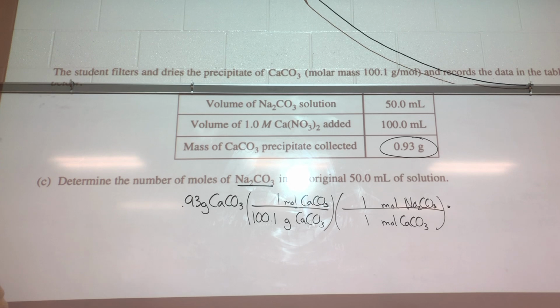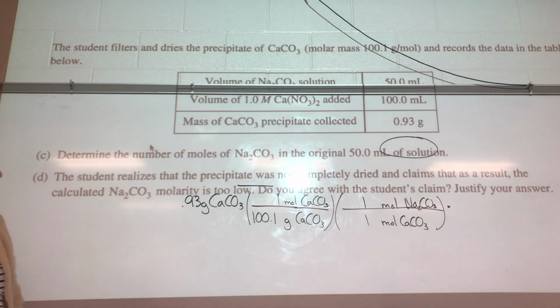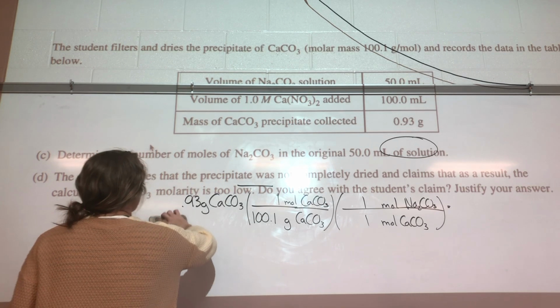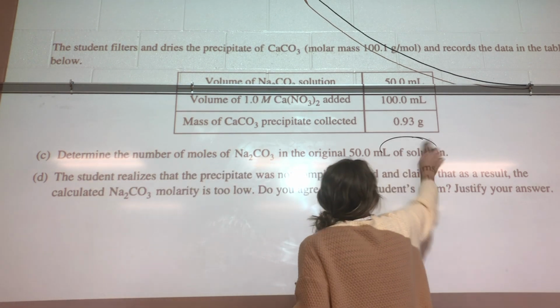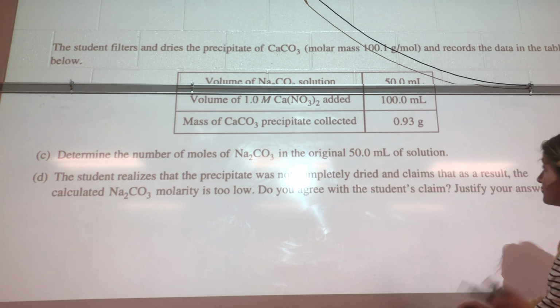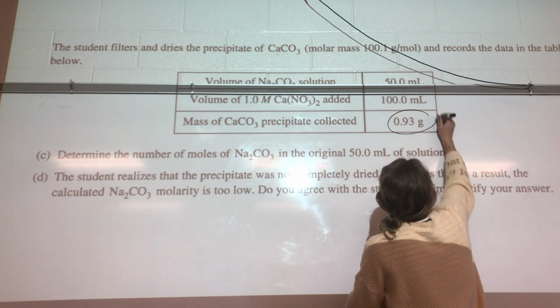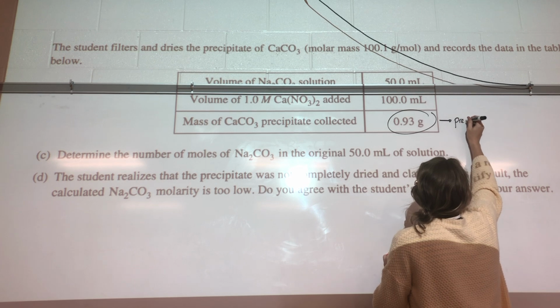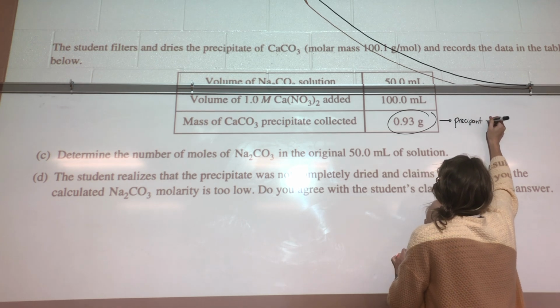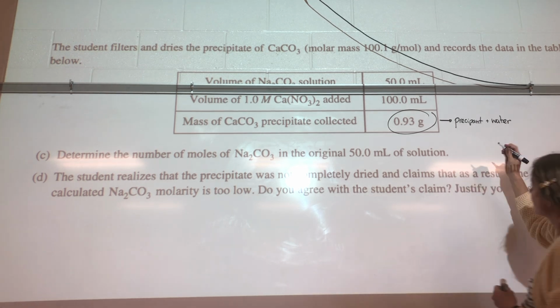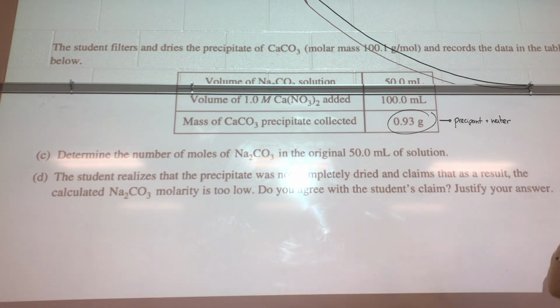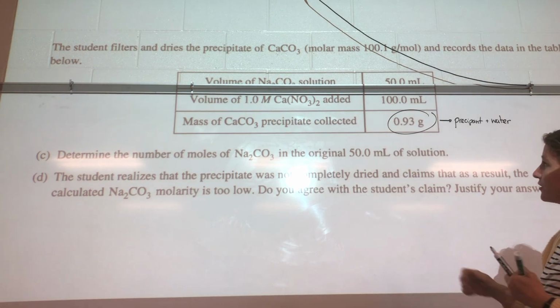Okay, let's take a look at D. All right, so D says the student realizes, let me erase this first, that the precipitant is not completely dried, meaning that this is actually precipitant plus some water. Okay, and claims that as a result, the calculated molarity is too low. Do you agree with the student's claim and then justify your answer?